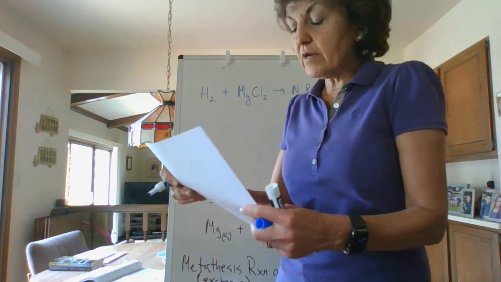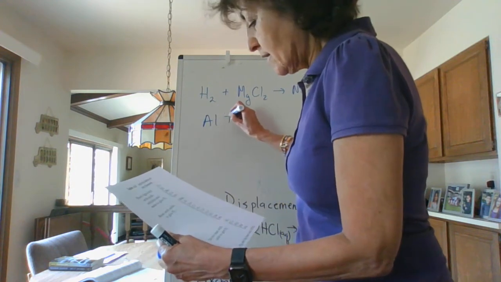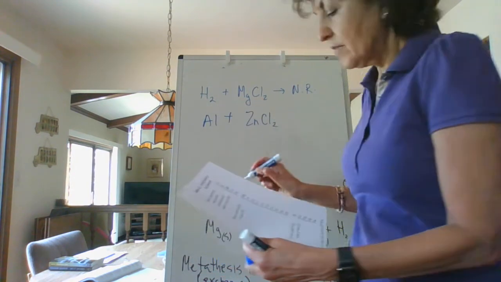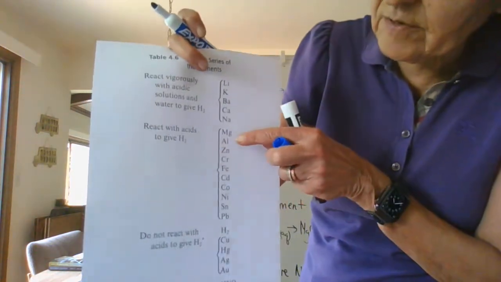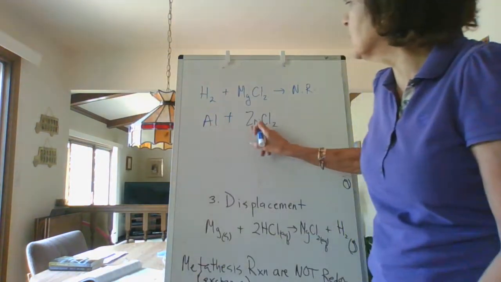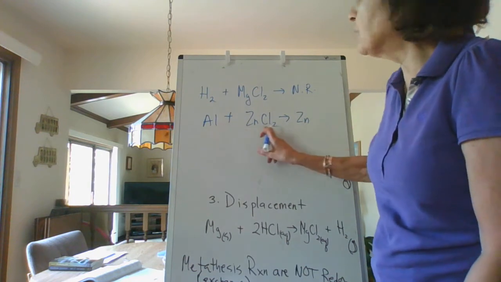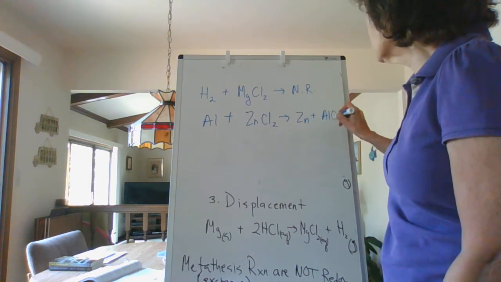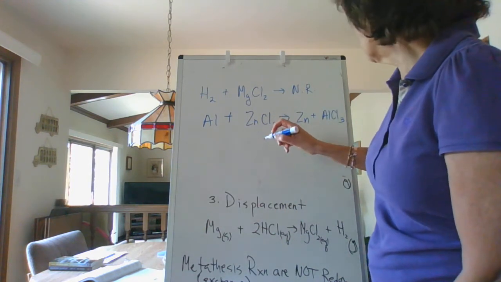One more quick one here. Let's say I have an aluminum and I have a zinc chloride. Is aluminum higher than zinc on the series? Yes, aluminum is here, zinc is here. So the aluminum would kick the zinc out and then hook up with the chlorine. And then you would end up having AlCl3, and then you'd have to go back and balance all this.